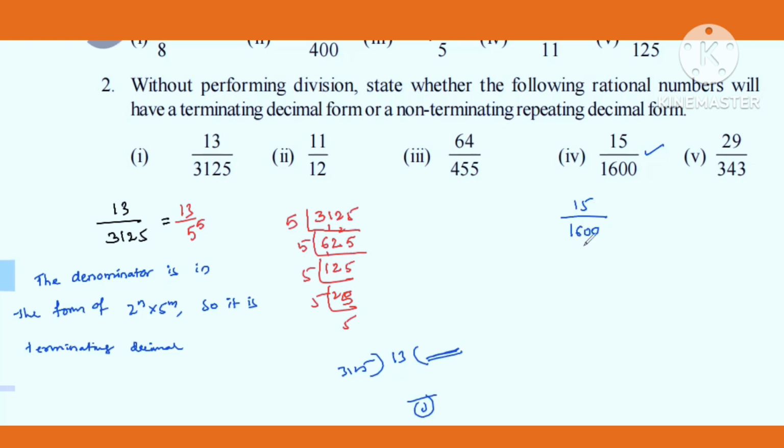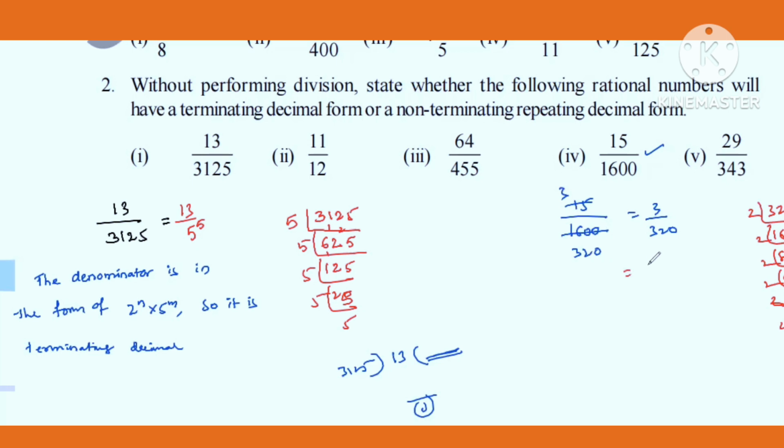We can't divide 160 with 15, so I'm taking the 5 table. 5 3s are 15, 5 3s are 15, and 5 2s are 10. So we got 3 by 320. Now let us take 320 and do prime factorization. First of all I'm dividing with 2: 160, 80, 40, 20, 10, and 2 5s.